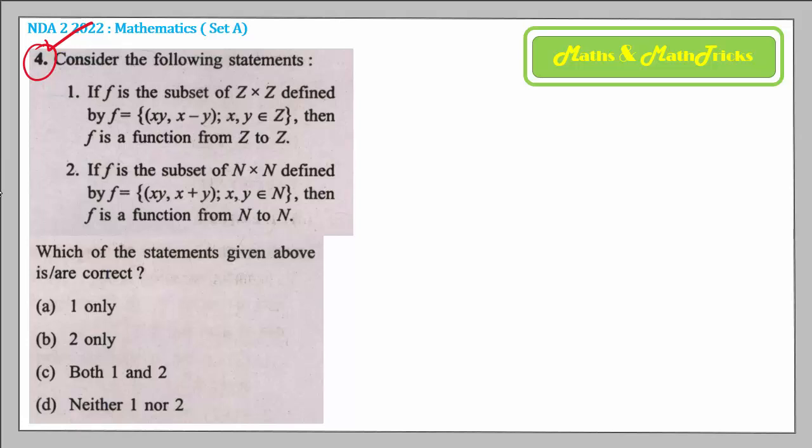So statement number 1, there is an f defined on Z cross Z. They try to define it with this rule: f of (x, y) is equal to x minus y. Understand? This is the first element of the ordered pair and the second element is x minus y. So the formula of the function is f of (x, y), input giving the output x minus y. If this is so, check whether this formula defines a function from Z to Z.